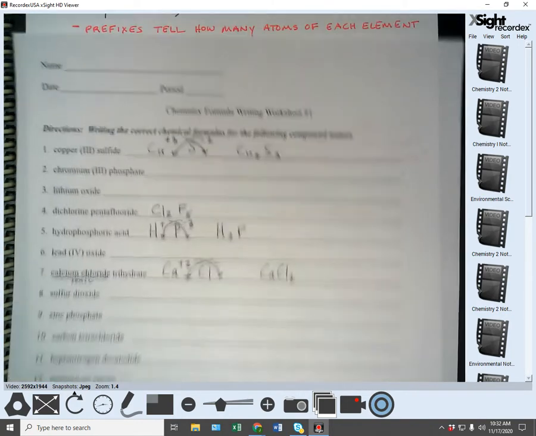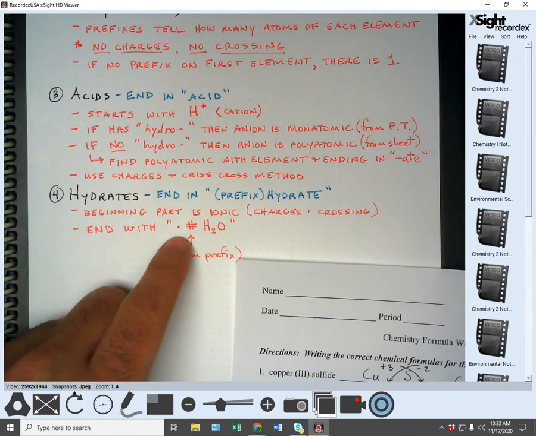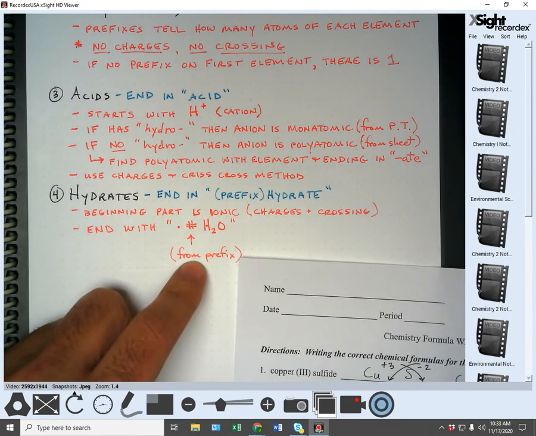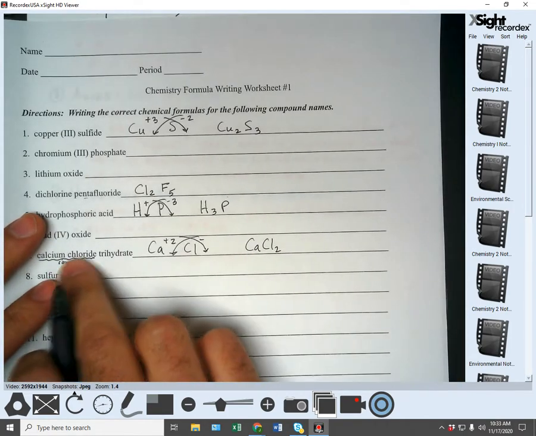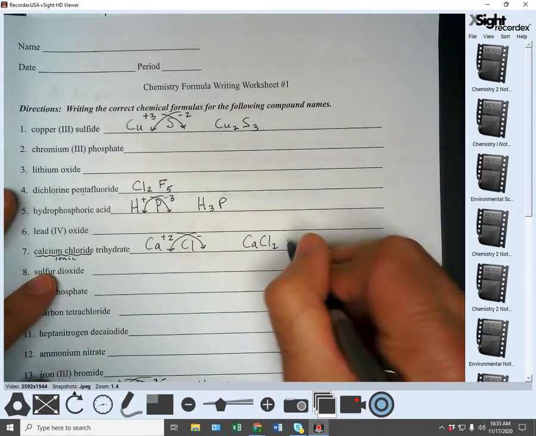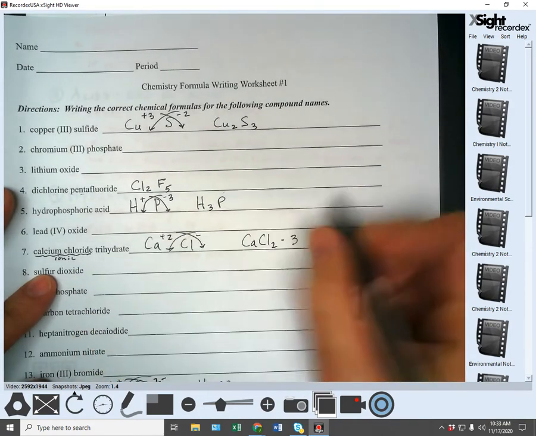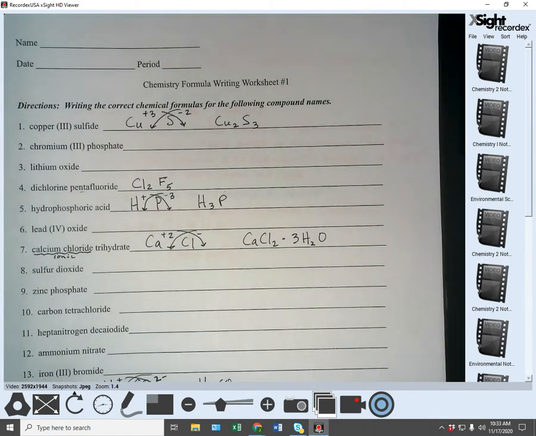Then the ending, you end with a dot, a number that represents whatever the prefix is in the name, and then H2O in place of the hydrate. So calcium chloride trihydrate. So dot, tri is 3, hydrate, I put in H2O, just like that. And there's your answer. CaCl2 dot 3H2O.